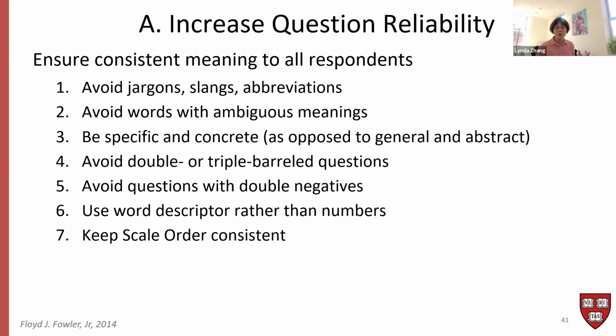So to recap, we talked about 5 areas to avoid to ensure consistent meaning to all respondents in order to increase reliability of answers: avoid jargon, avoid ambiguous meanings, be specific, avoid double-barreled questions and negative words, and use descriptors and keep the scale consistent. Any questions?